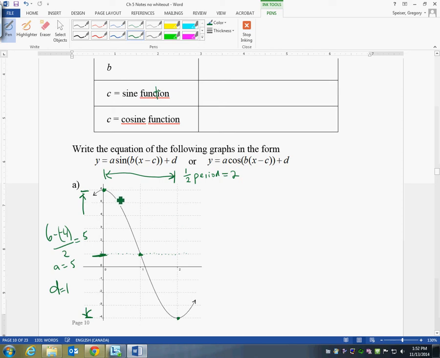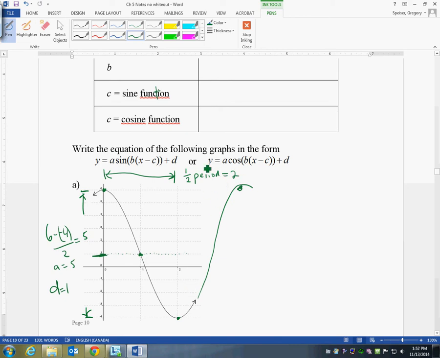Okay, does that make sense? So I'm thinking, okay, from here to here, if I was to sketch out the entire graph, this would be the next place, right? So from here to here would be an entire period. This is half the period, okay?